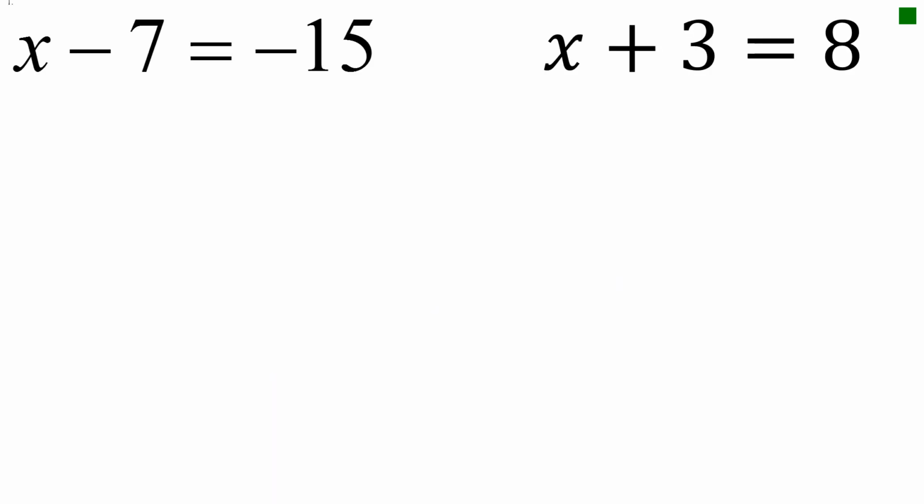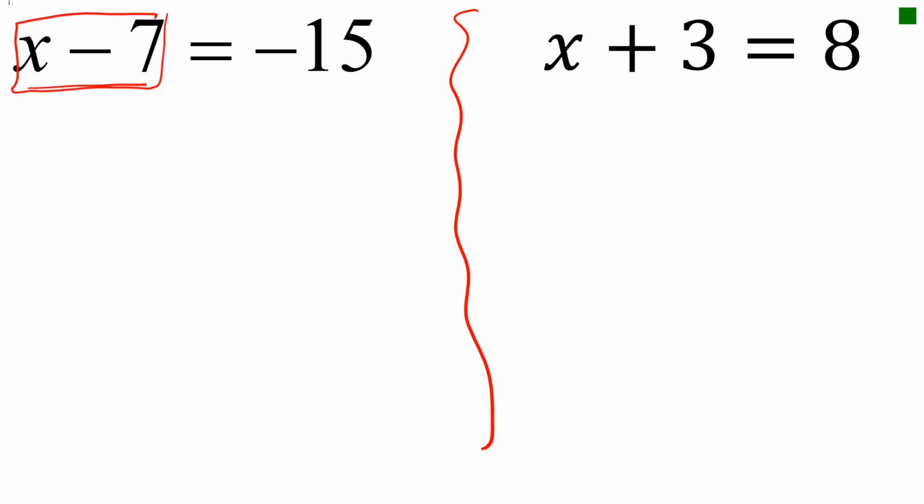So for this first one, this is the side we're looking at. It's got the variable on it. And remember, sides are the left side and the right side of the equal sign. So on the left side of the equal sign, we've got this minus 7. So to undo a minus 7, we're going to add 7. Now this is like a balance. If I do something to the left side, I have to do it to the right side. So I'm going to add 7 over here also.